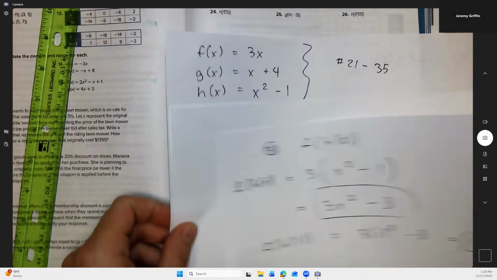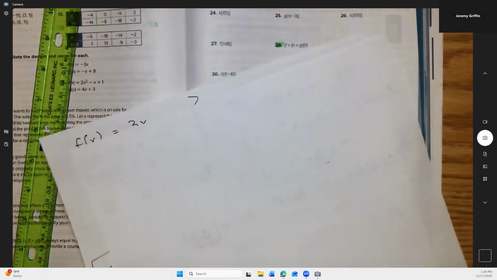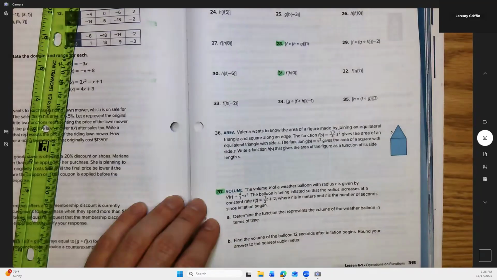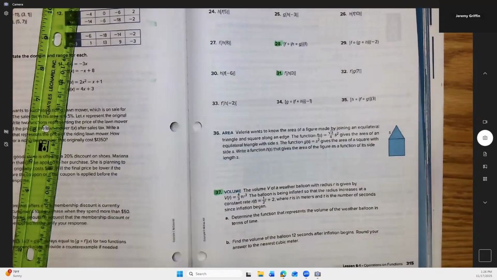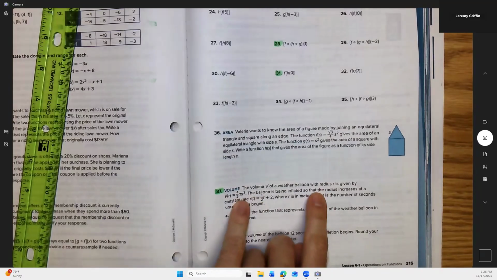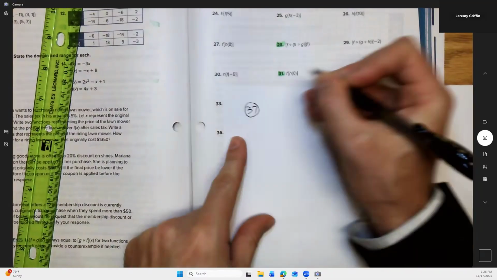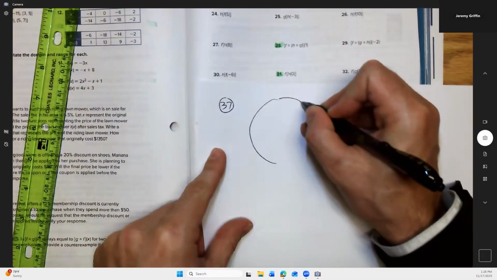All right, I'm going to do one more with you guys. Last one for the win. Number 37, volume. This one I really like a lot. We got the volume of a weather balloon as a function of its radius r is 4/3 pi r cubed, which is the volume of a sphere. So I'll go ahead and draw you guys a picture.